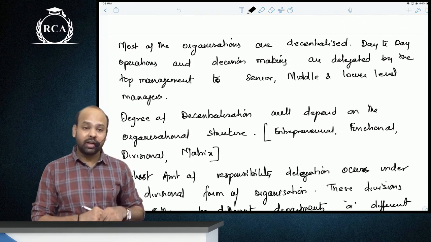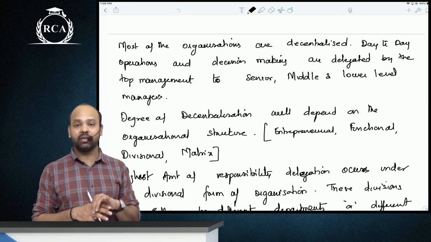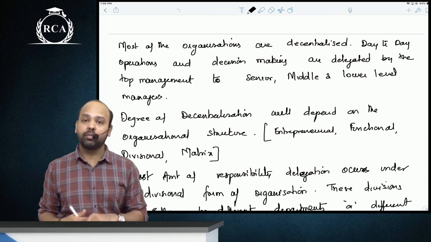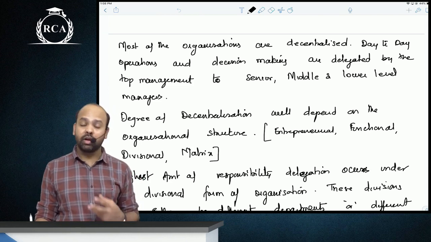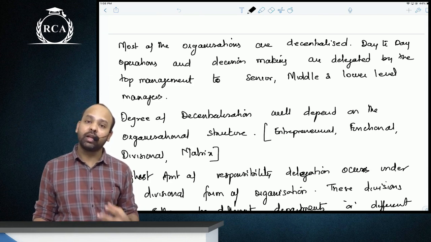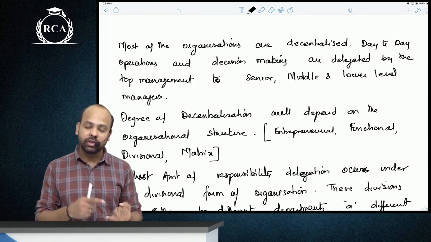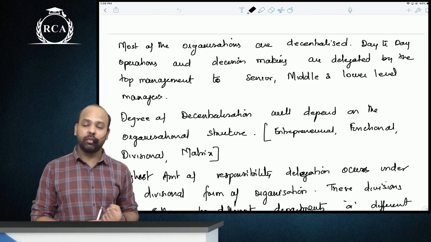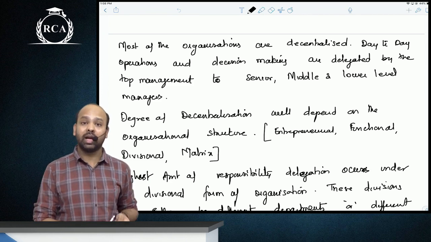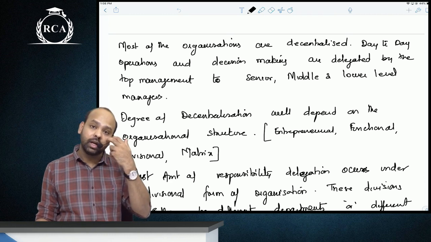So when we started this chapter, I told you a lot of organizations are decentralized. Obviously one particular person will not be able to handle all the operations. For a successful organization of business, we have to delegate responsibilities. So this is where I told you that the organizational structure, divisional form, functional form, matrix, or proprietary form of organization, all of that will tell us how much amount of responsibility has been delegated.